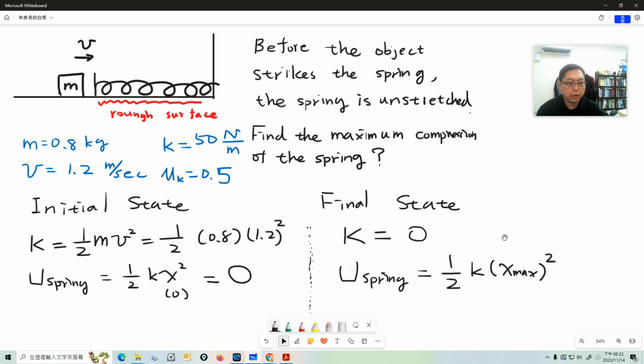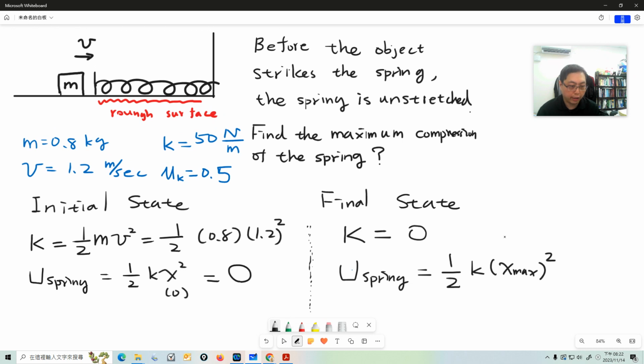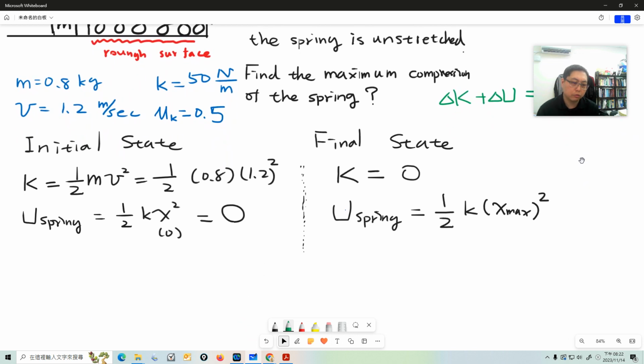Next, we also need to know Q and W. Don't forget the energy conservation is delta K plus delta U equals Q plus W_ext, the work done by external force. So we also need the information of Q and W_ext. Since there is no external force on this system, there's no work done by the external force, so it's 0.